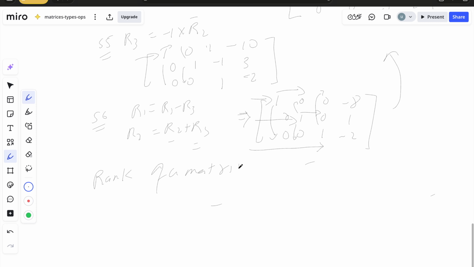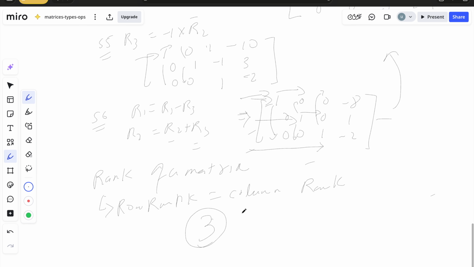Rank of a matrix. Now the important point about the rank of a matrix is that row rank is equal to column rank of a matrix, right? So basically it says that the number of non-zero rows in the row reduced echelon form gives you the rank of a matrix. So here, how many non-zero rows do we have? 1, 2, 3. So the rank of the matrix is 3 here, right?